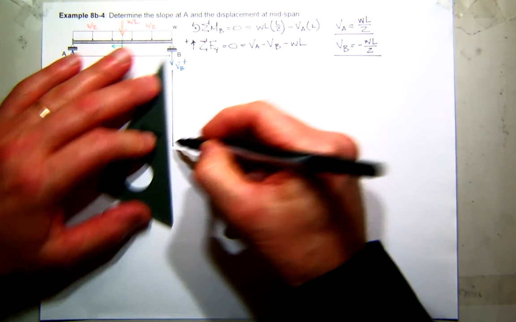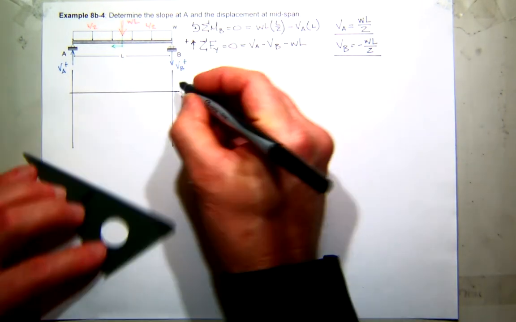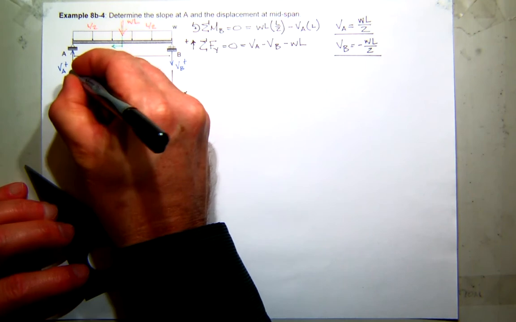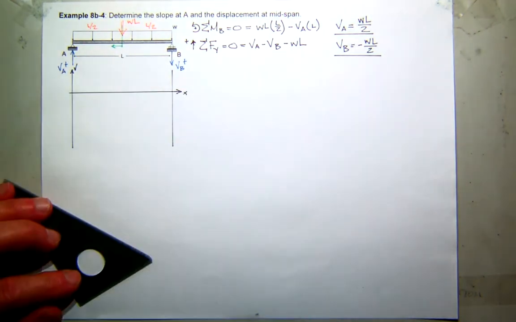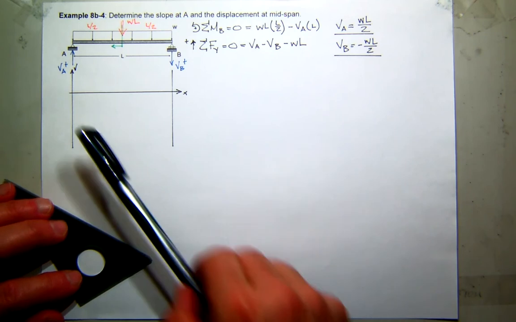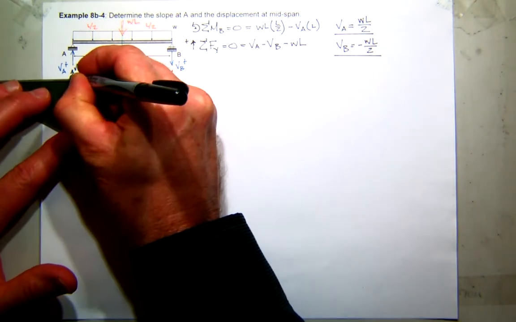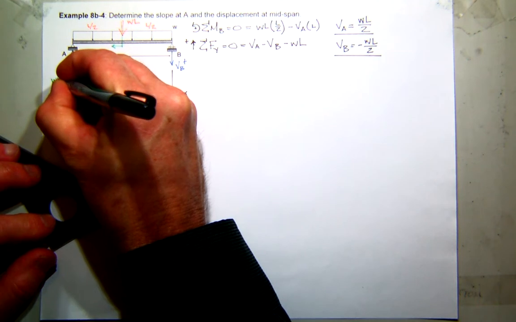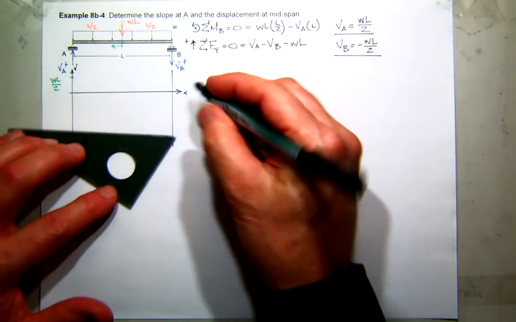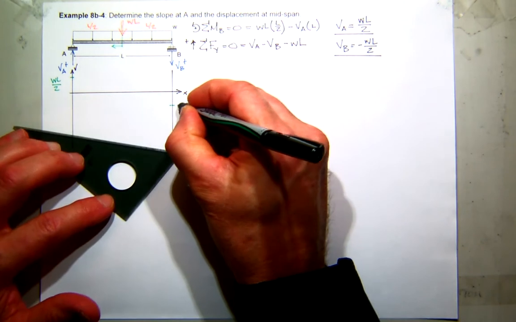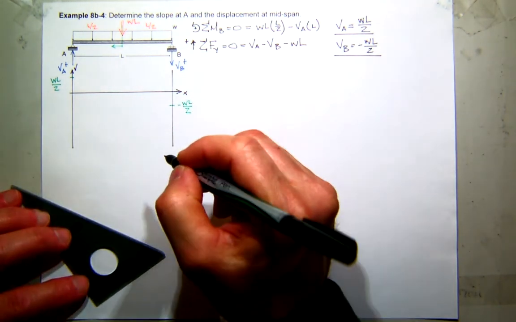So I'll put some edges of my template. I'll establish my positive x-axis, my positive shear. The units won't matter. We're doing it dimensionless. So what's the shear at A? Positive WL over 2. What's the shear at B? Negative WL over 2. Let's see if that's going to work.